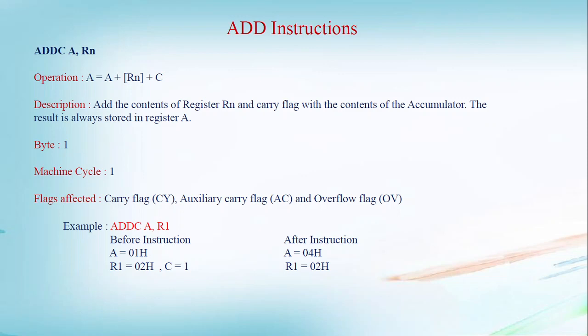You can see the example: ADDC A, R1. So before the instruction, let us consider A equals 01h, R1 equals 02h, and carry flag equals 1. So when the instruction is executed, A equals the content of A, that is 01h, plus the content of R1, that is 02h, plus the carry flag, which is 1, will become equal to 04h.